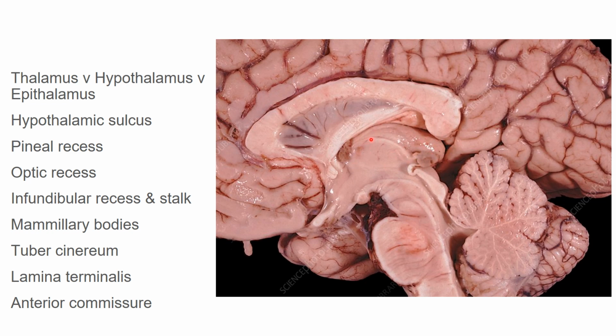Here's your thalamus. And then, you know, your hypothalamus is underneath the thalamus, but you can actually see a really good hypothalamic sulcus right here. So that's going to be the delineation between thalamus and hypothalamus. You can't always see it super well, but this is a really good picture of it. So everything below that, this is going to be your hypothalamus.